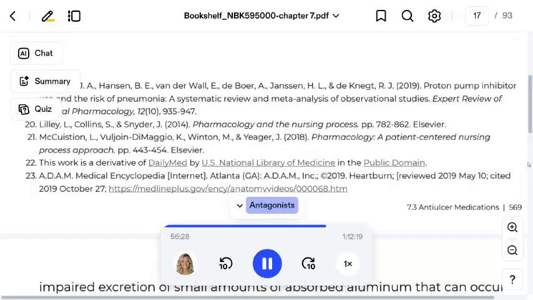Neurokinin receptor antagonists. Aprepitant is an example of a neurokinin antagonist used to prevent nausea and vomiting associated with chemotherapy and surgery. Mechanism of action: aprepitant inhibits substance P neurokinin receptors in the brainstem. Indications: neurokinin receptor antagonists are a class of drugs that block the action of substance P, a neuropeptide that plays a role in pain, inflammation, and other physiological processes.